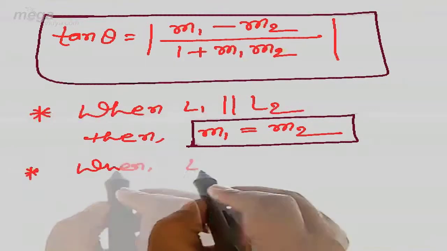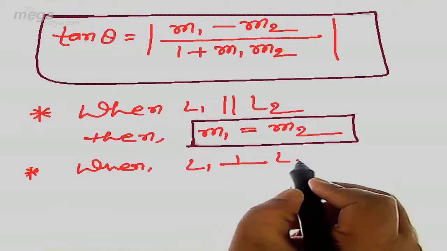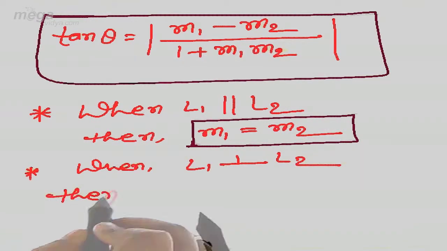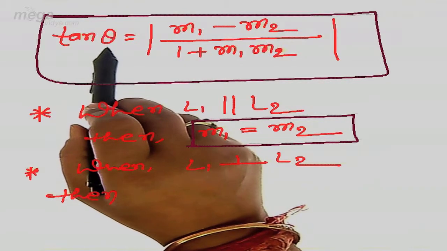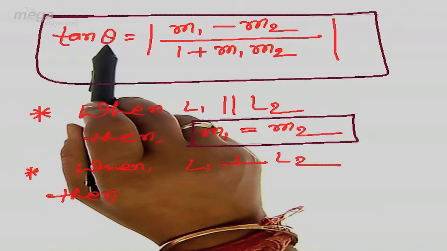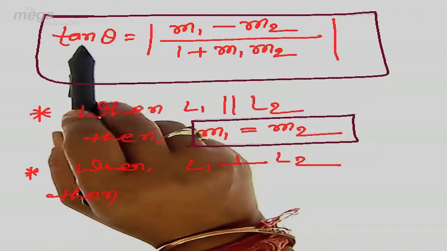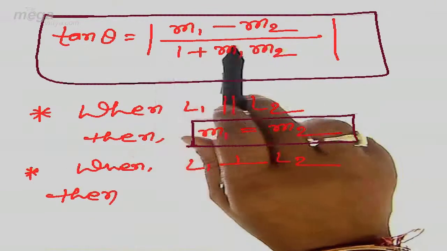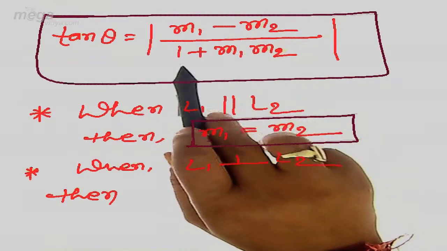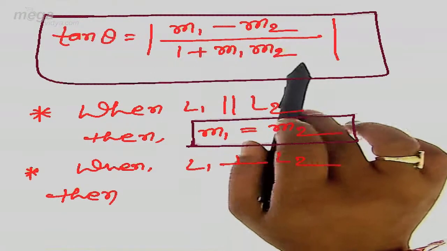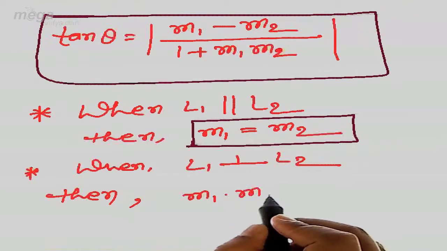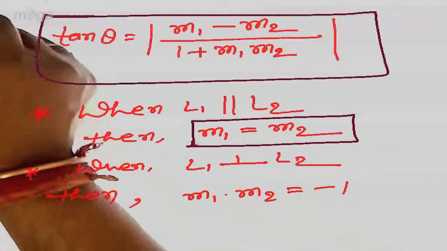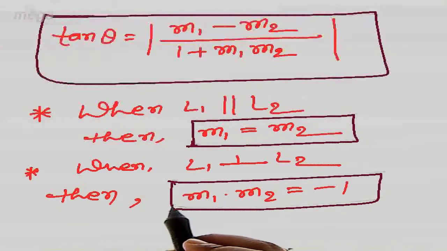Now when L1 is perpendicular to L2, what will happen? If L1 is perpendicular to L2, then in that case this theta becomes 90 degrees and tan 90 is infinity, not defined, which is possible only if 1 plus m1 m2 equals 0, so m1 m2 is equal to minus 1. This is the case when a line is perpendicular to the second line.